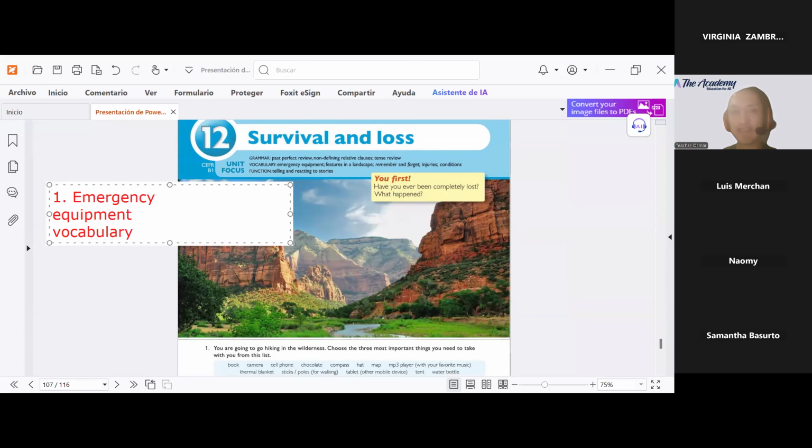Okay. No, la I. La R. Otra R. Double R. La O. Y la R. All right. Mirror. What is a mirror? In Spanish, Samantha, what is a mirror?